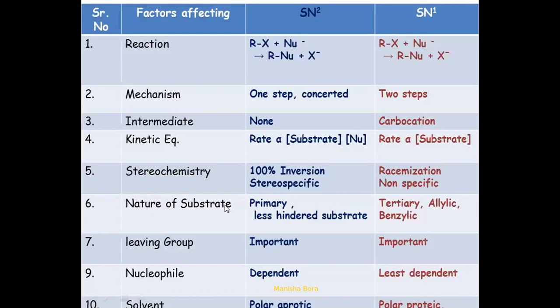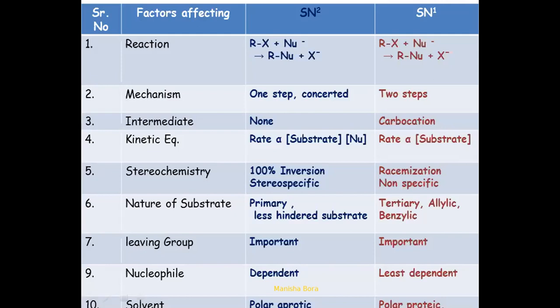Then we have seen nature of substrate: less hindered substrates, generally primary substrates, undergo SN2 type of reaction, whereas those substrates which can produce a stable carbocation like tertiary, allylic or benzylic will undergo SN1 type of reaction. Leaving group affects both reactions, since their rate depends upon the structure of substrate. Nucleophile: SN2 reaction depends upon the concentration of nucleophile, and strong nucleophiles will favor SN2, whereas weak nucleophiles will favor SN1 type of reaction.